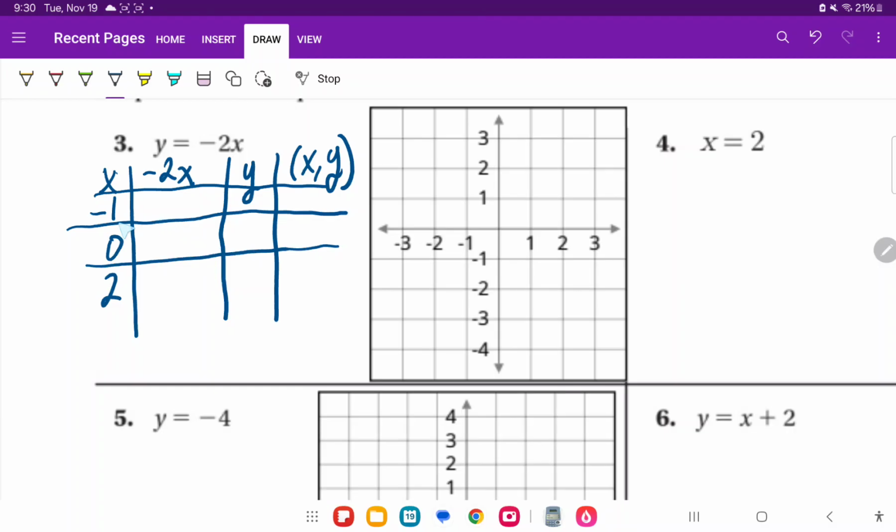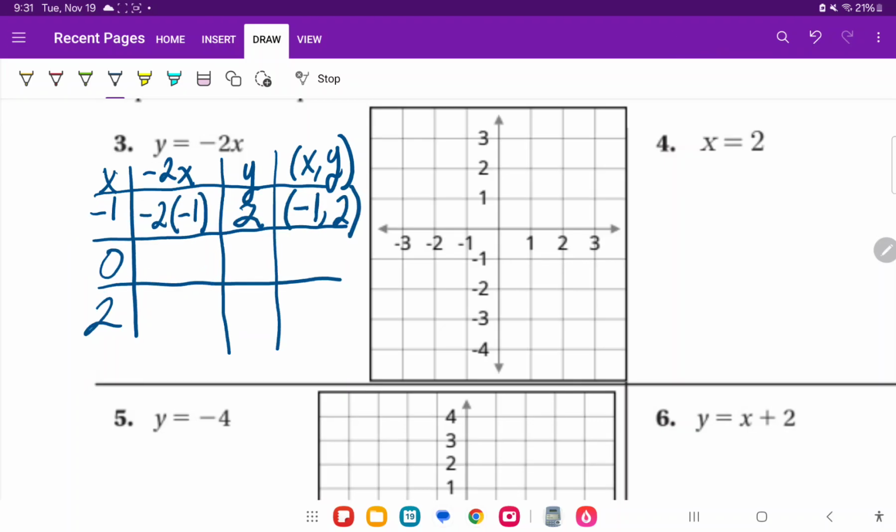All right, so if we plug in -1, that's going to be -2 times -1. -2 times -1 gives me a +2. So then that's going to be (-1, 2). Okay, I'm going to redo part of this. Give me just a second. I just made that a little tight, so I just made it a little larger so it's easier to see.